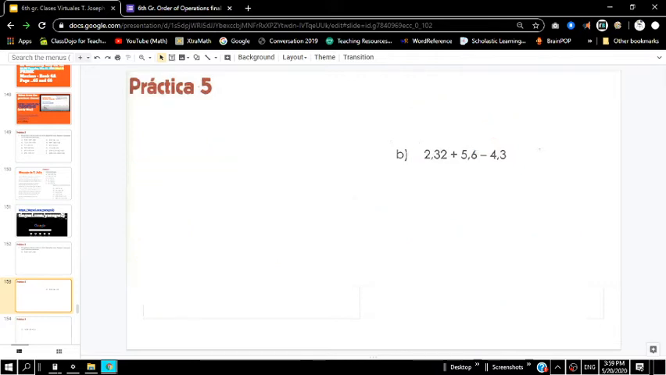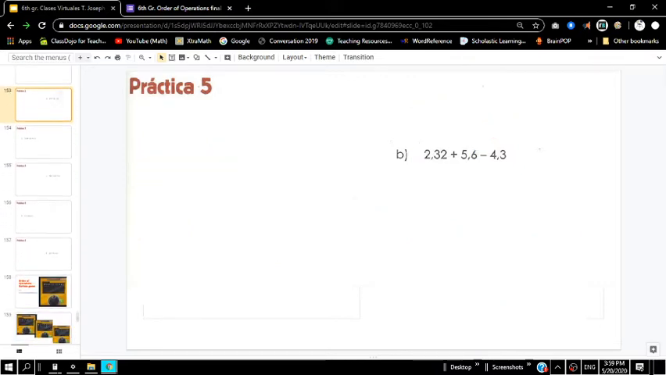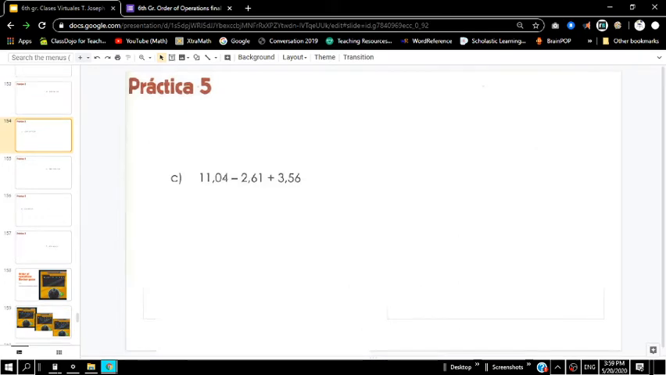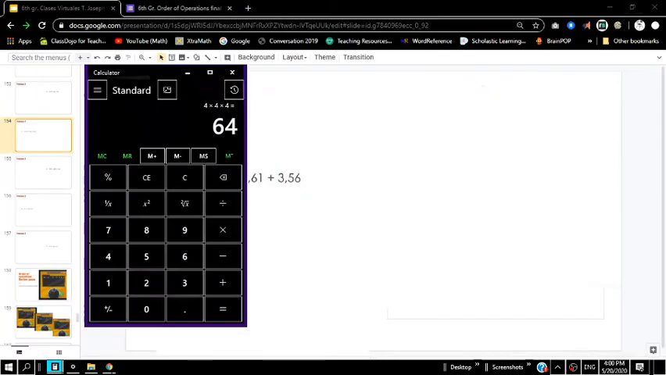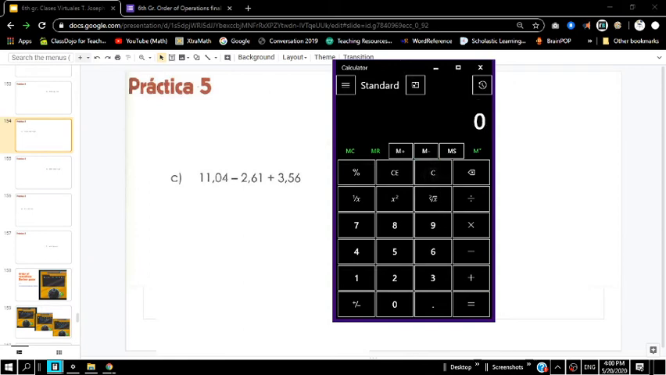Let's erase these and go on to letter C. Letter C is very similar to the first two. We're going to subtract first and then add. To save time, I'm actually going to do this one on the calculator just to show you how easy these problems can be, okay?